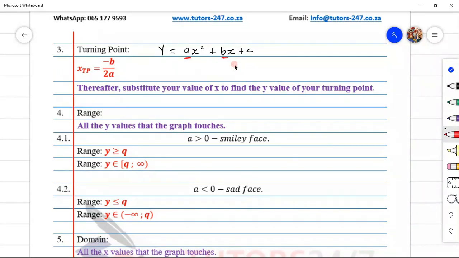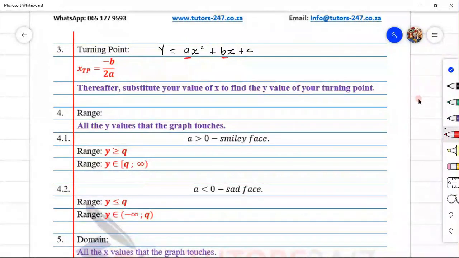If we want to get our y value of our turning point, all we do is we substitute the x value into our original formula or into our original function, and that will give us the y value. That will then be our turning point coordinates.